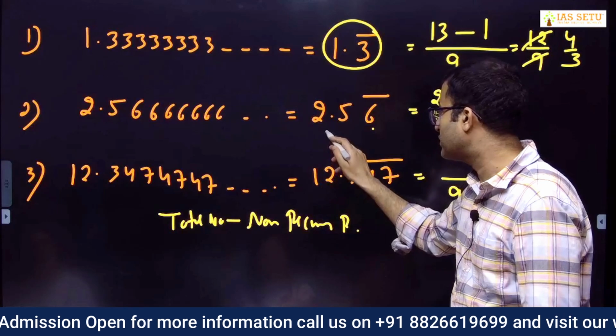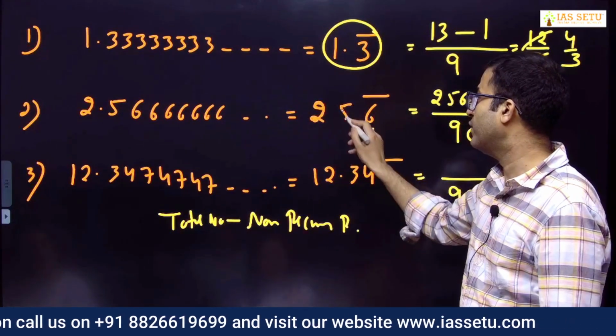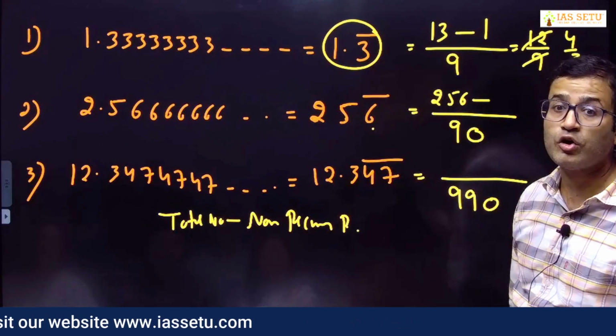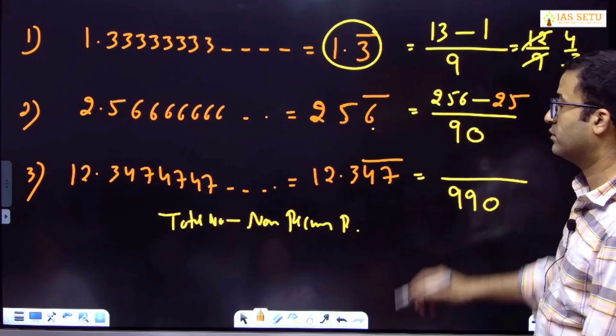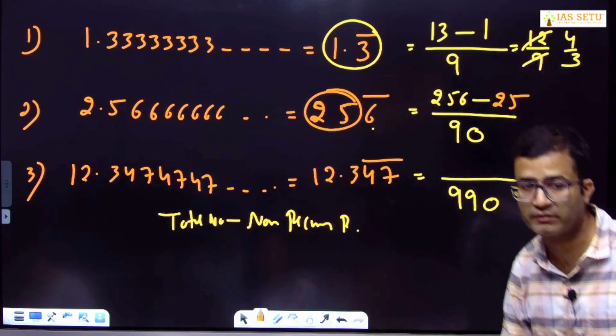You ignore this decimal. Numerator के लिए decimal का कोई काम नहीं. So it is 256, 256. Out of this, which is non-recurring, 2 and 5 both. So it is 25. तो यहाँ आंसर आएगा 256 minus 25.